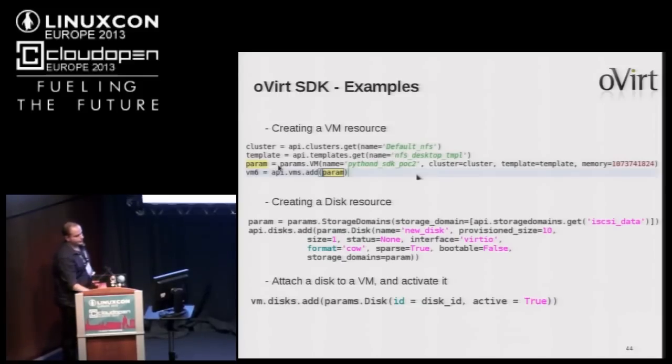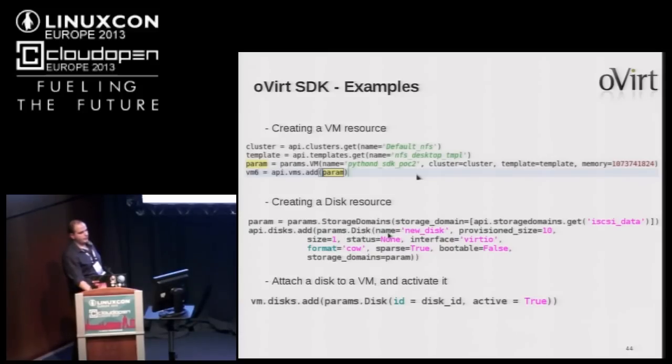Then I create, in this example, a new params.vm object, giving all these parameters and adding the memory I would like the VM to have. And then I'm accessing the VM's collection, issuing an add action, passing the parameter that I've created, and that would create a new VM resource. If I would like to create a new disk, I say what storage domain I want to create the disk on, and in here we just say API disks add to create a new disk entity.